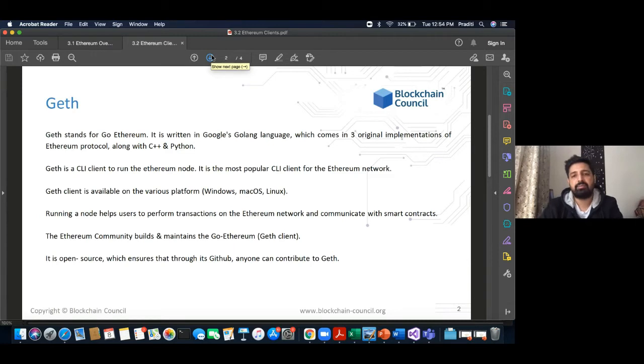If you understand C, if you understand C++, you'll understand Golang with these. Geth stands for Go Ethereum. It is written in Google's Go language, which comes in 3 original implementations of the Ethereum protocol, along with C++ and Python. Geth is a CLI client to run the Ethereum node, and it is the most popular CLI client for the Ethereum network. Geth client is available on various platforms: Windows, Mac OS, Linux.